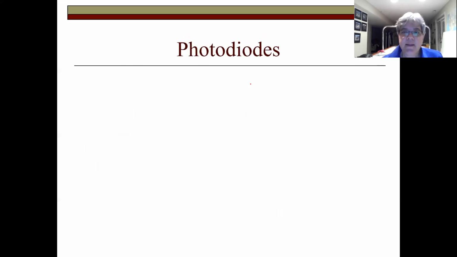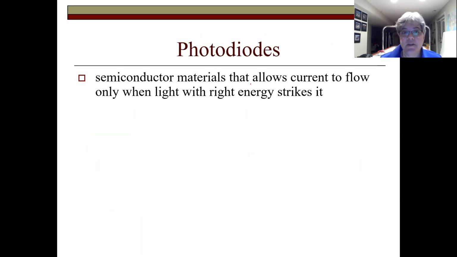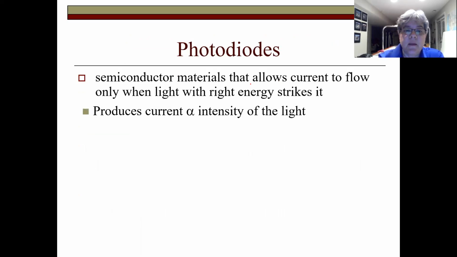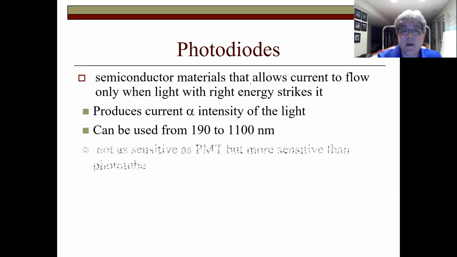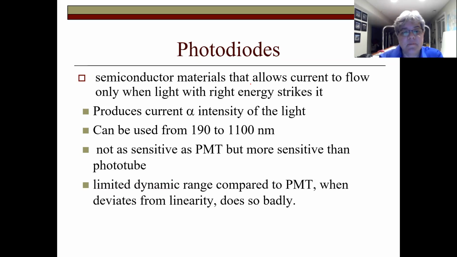And then the next one is photodiodes. So this is a semiconductor detector. And here, the current will only flow if you have light of the right energy. And so the current tells you how much light. It's proportional to light. These work from the UV all the way up into the IR, but they're not as sensitive as a PMT. The PMT is much more sensitive.